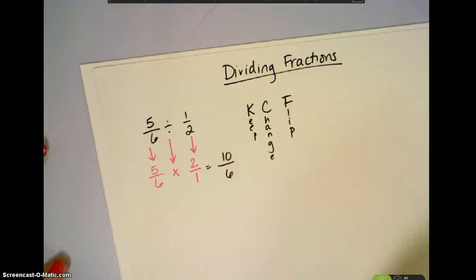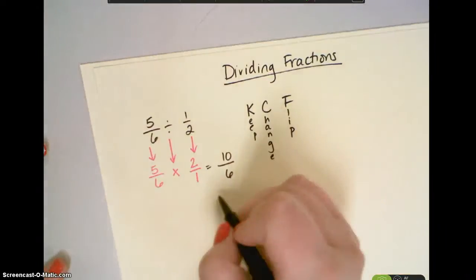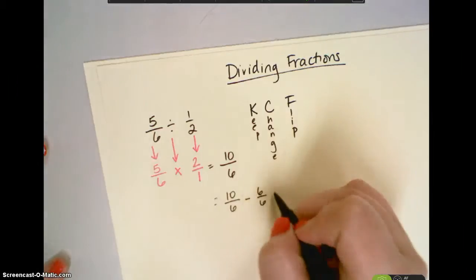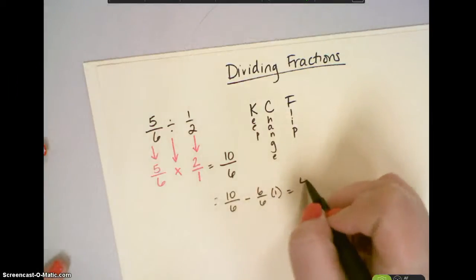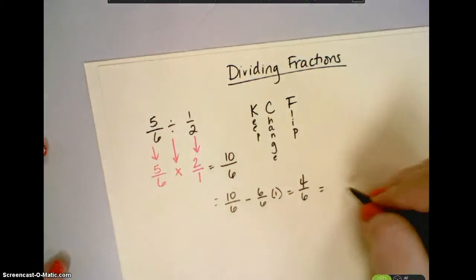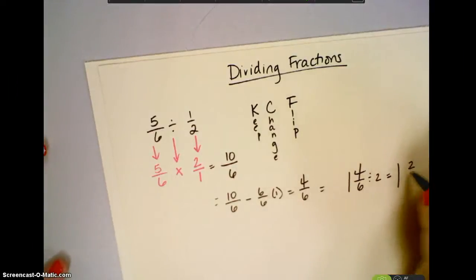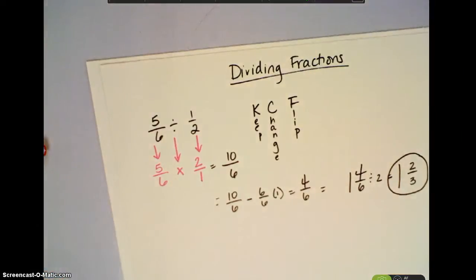I have 10/6. This is a great case for just doing the subtraction. So I'm going to take 10/6. I'm going to subtract 6/6, which is 1. And I would be left with 4/6. So my answer so far would be 1 4/6. That can simplify, divide both by 2, to 1 2/3. So 5/6 divided by 1/2 is going to be 1 2/3.